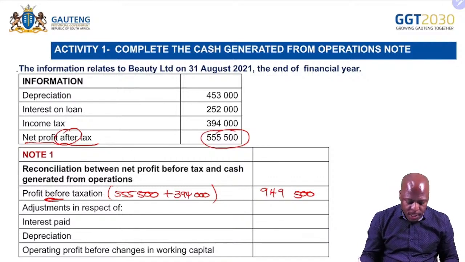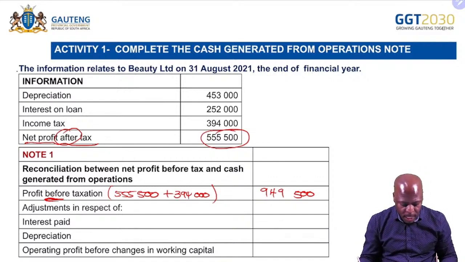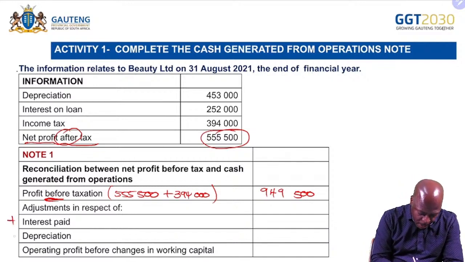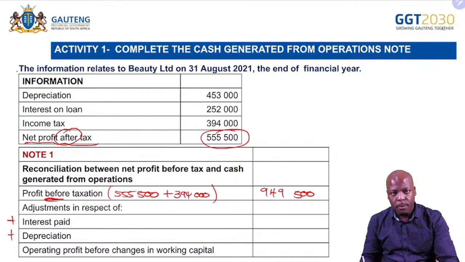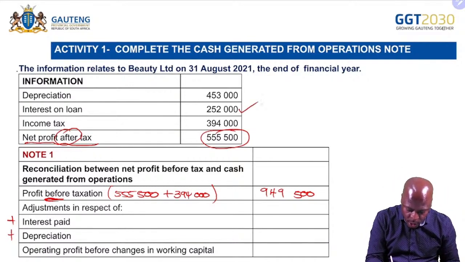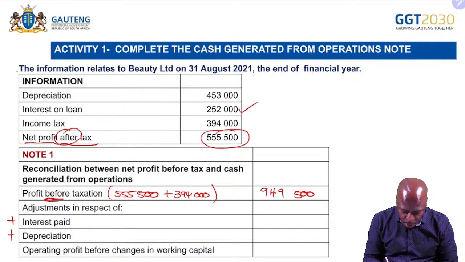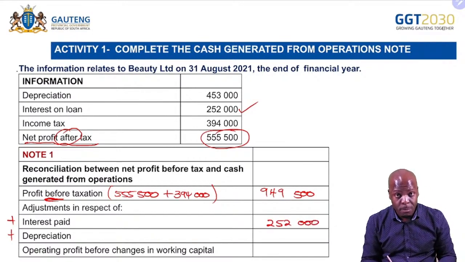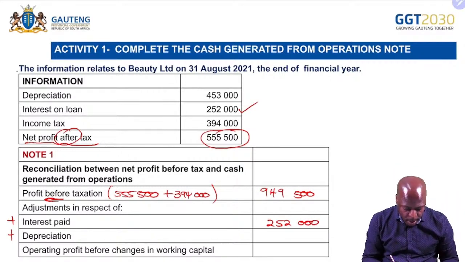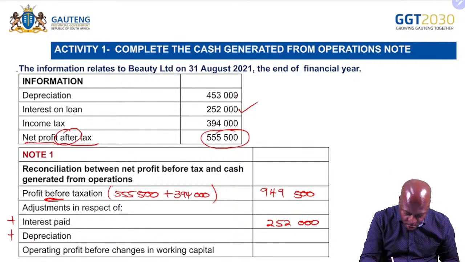And then adjustments in respect of, number 1, interest paid. Remember, I told you these two, you are adding them back. Interest paid. You're going to come and take your interest on loan here, which is your 252,000. So I'm going to come here. Interest paid is 252,000. I'm adding it back so that I can show it properly on the face of the cash flow statement. And the next one I'm going to add back is my depreciation.